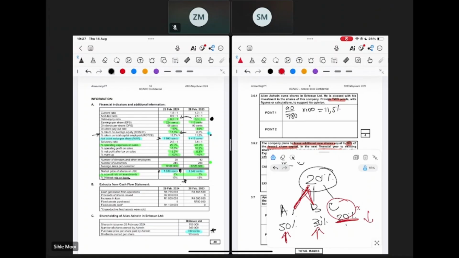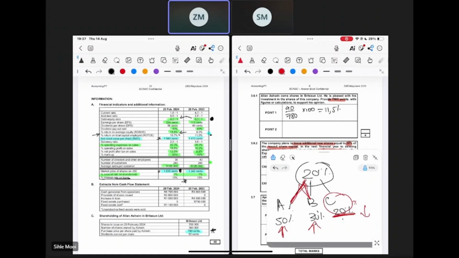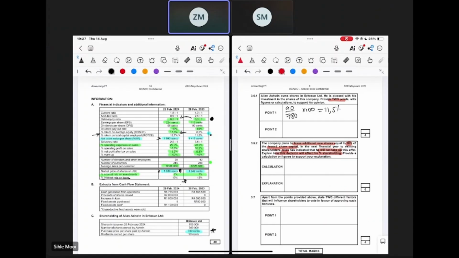Okay. Question? No question. Yeah, so his shareholding will decrease. Now we need to prove that using this question.